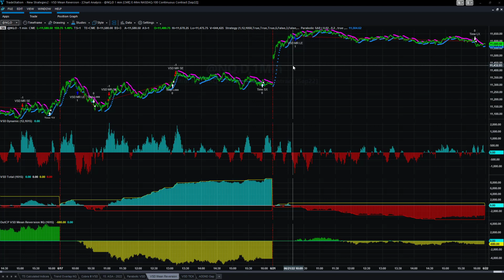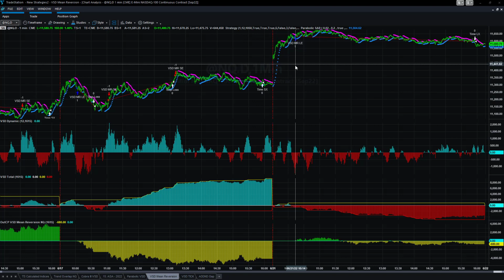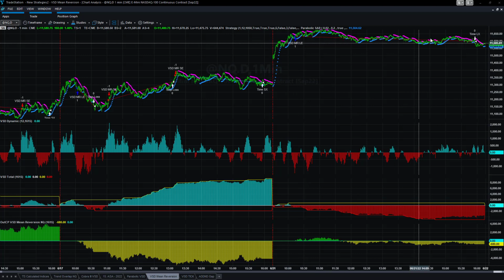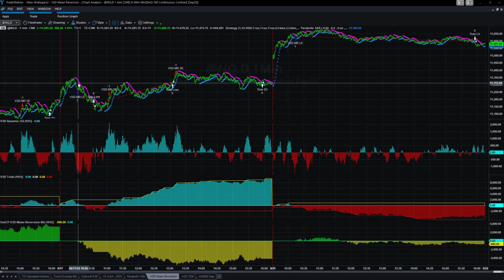Today, June 21st, went red, and the market didn't really go anywhere. Time exit at the end of the day. So let's look at some more trades.